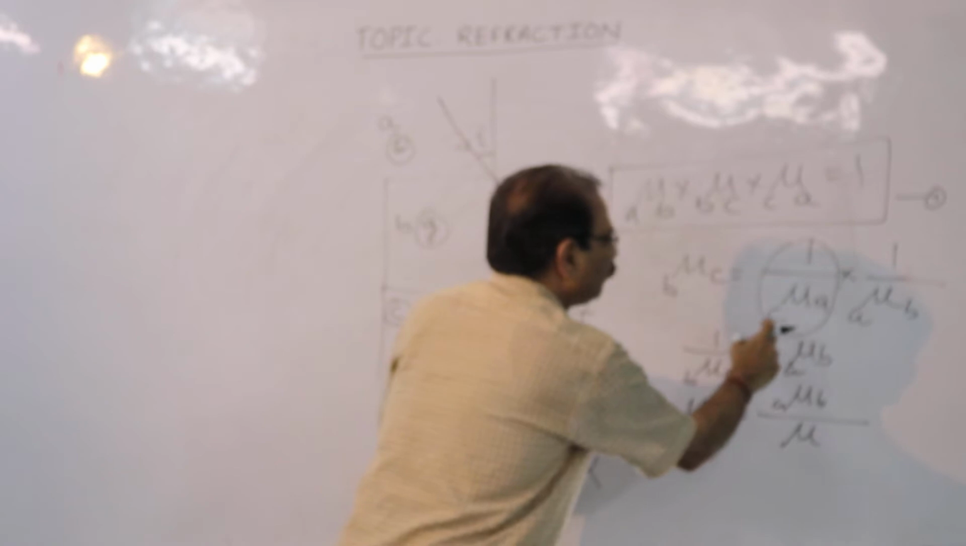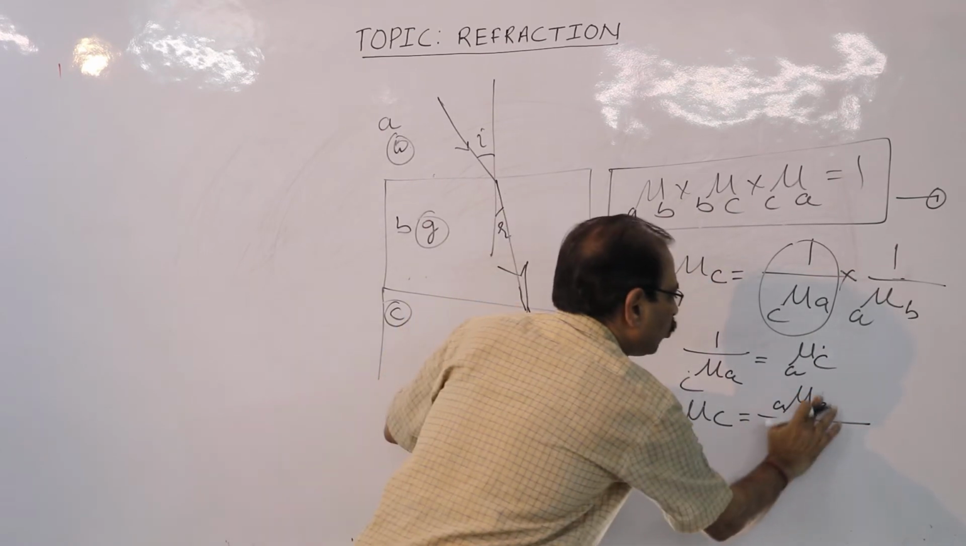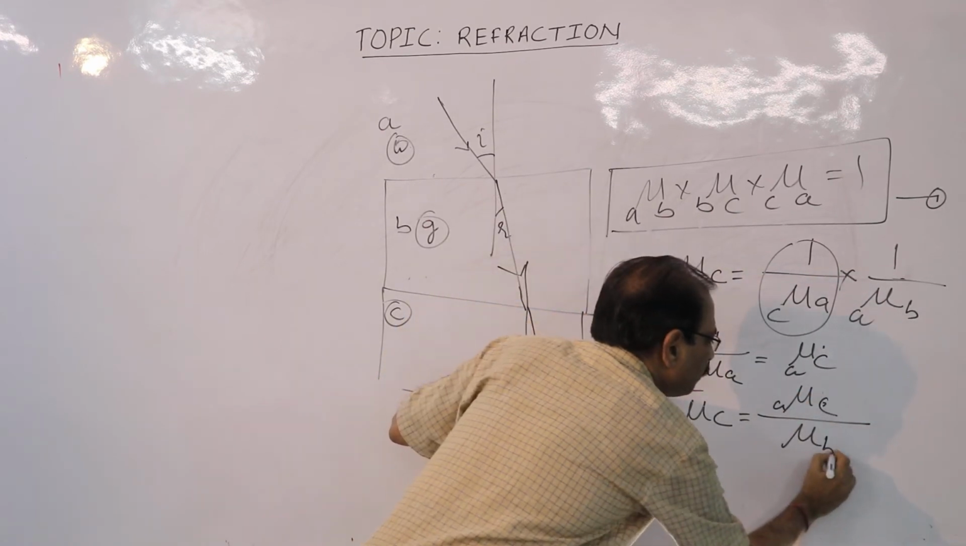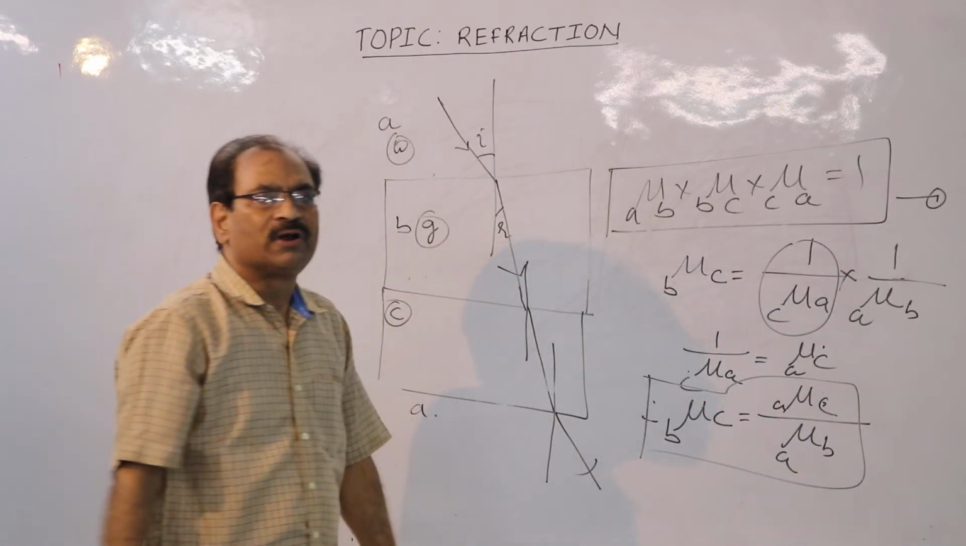This is supposed to be C. I must write C over here. So this is going to be C and this is B with respect to A. Alright. This becomes an important formula.